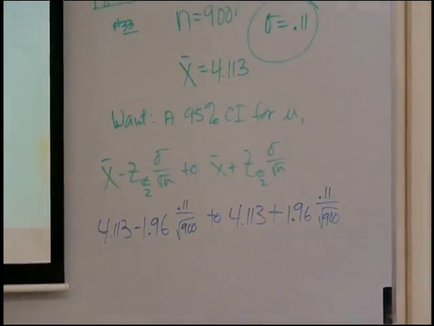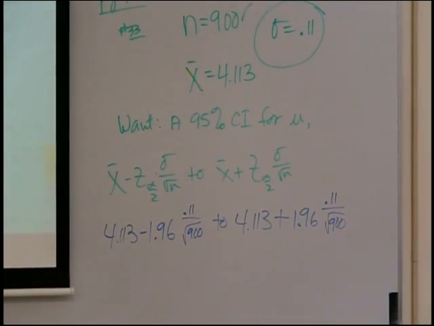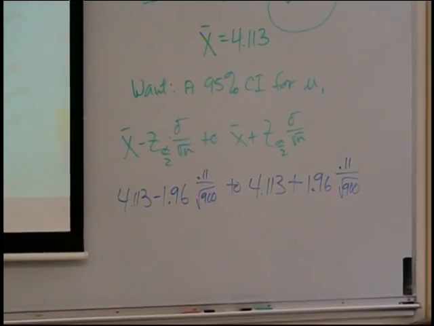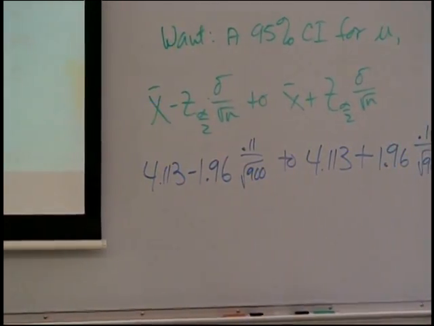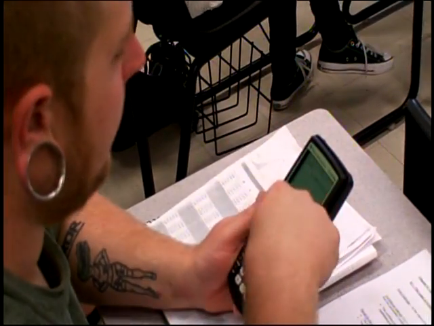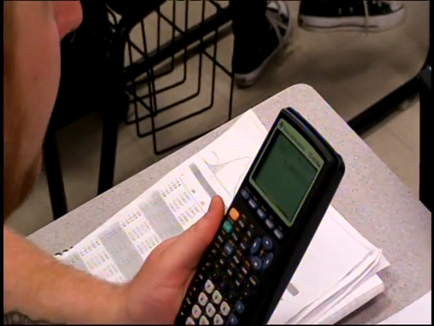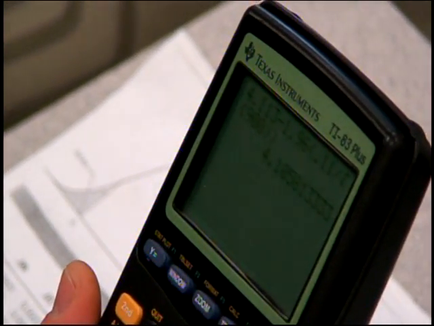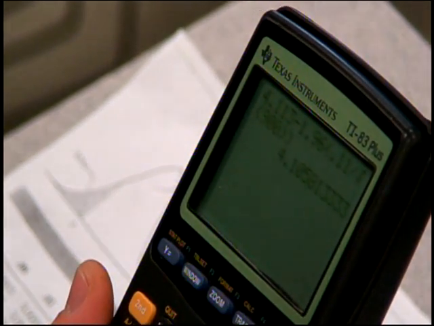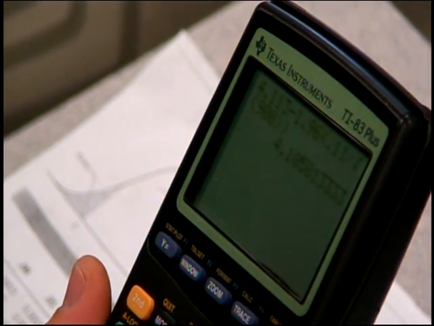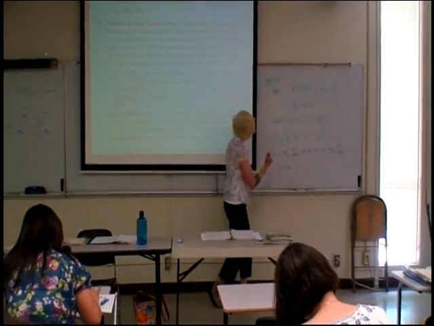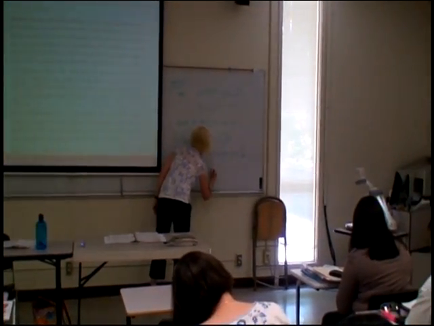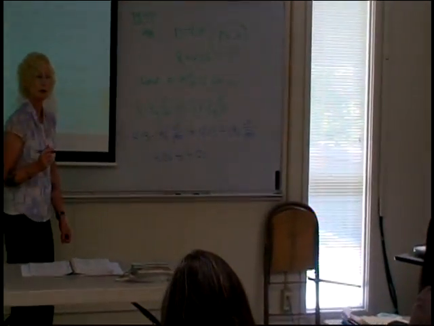And so what do we get there, gang? Let's round to 2 or 3 decimal places. Mike, what did you get for the lower bound? 4.106, thank you. Go ahead, Jordan, what do you have? 4.120, thank you. Everyone agree?